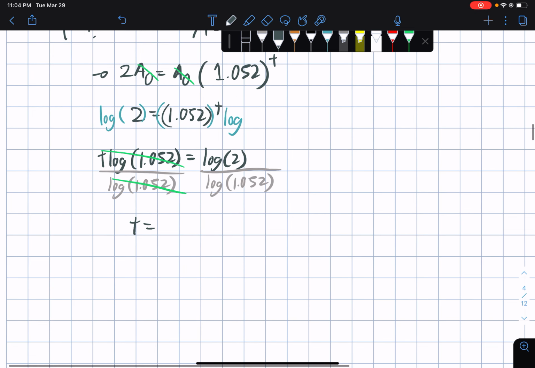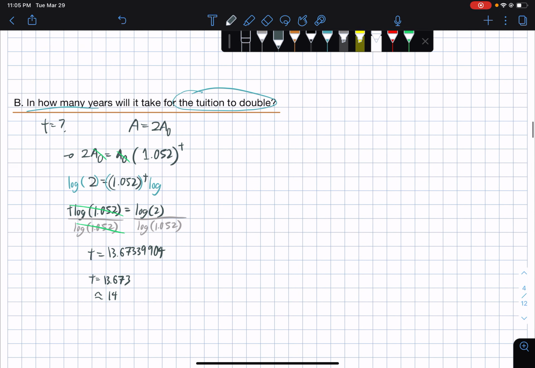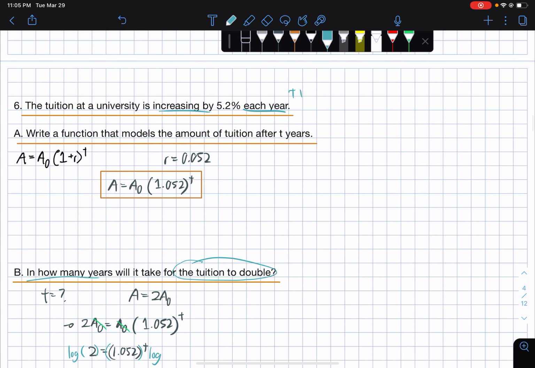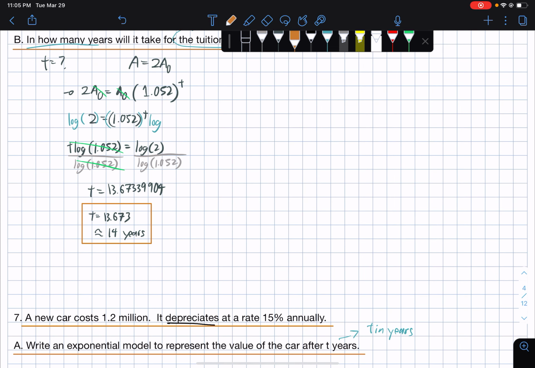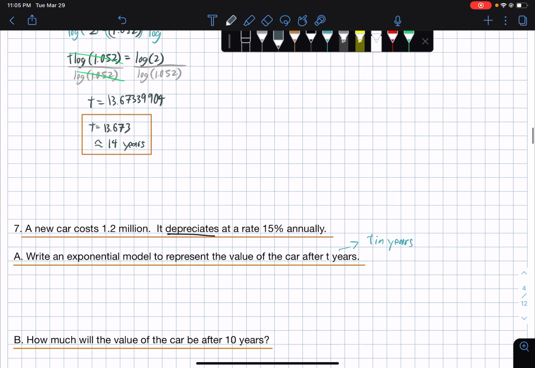which is basically 13.67339904, which is 13.67, or just add 3, approximately 14. What's the unit? Each year. Therefore, t is in years. So it would take almost 14 years for the tuition to double. The tuition fee is appreciating, not depreciating, since it doesn't get old.